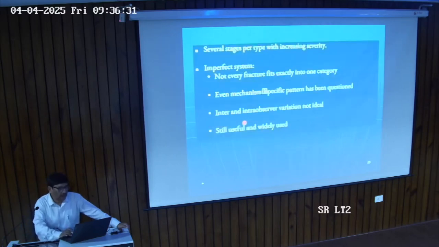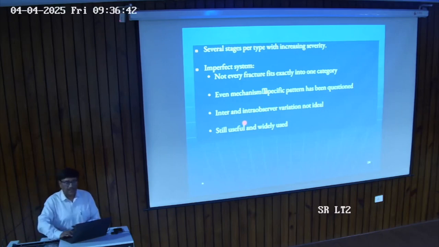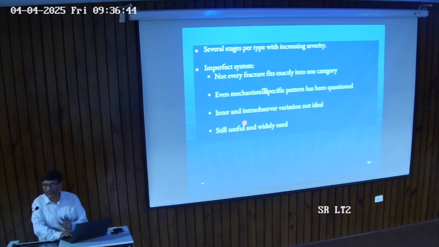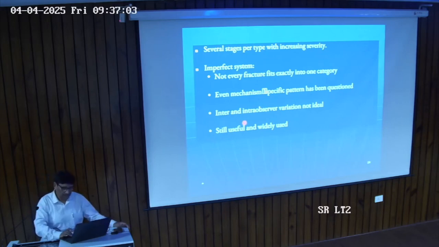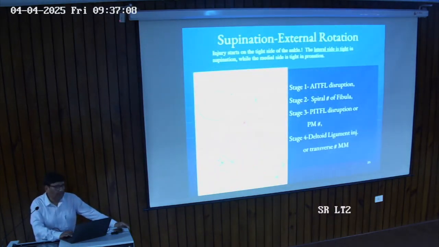So let us come to the next point. There are 4 basic patterns of injury, but in each injury pattern there are stages. Like in supination external rotation injury, which is the most common injury of the ankle, the force of trauma can stop at stage 1 or stage 2 or maybe stage 4. And depending upon the stage at which the force stops, you will get the fracture patterns.